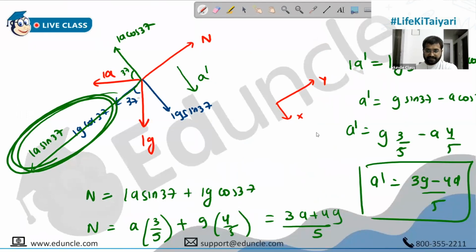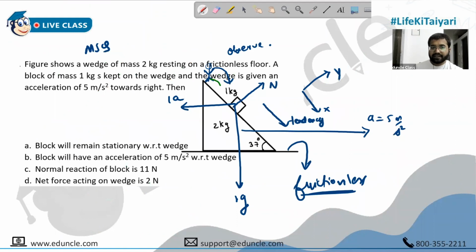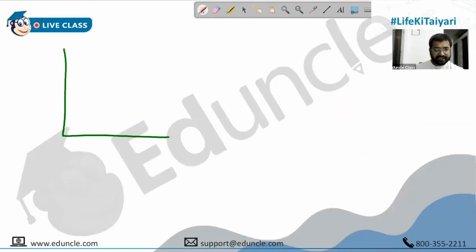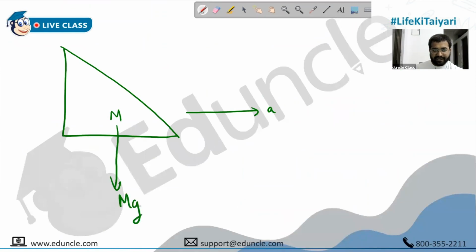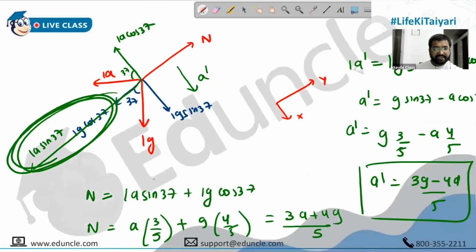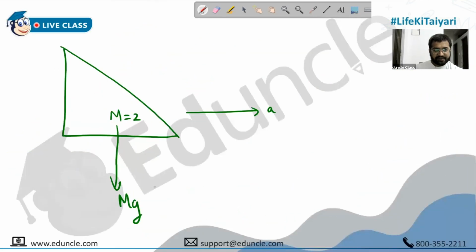So where were we? A dash is 3g minus 4a by 5. Now let's talk about another equation. Let's talk about wedge p. So the wedge is moved in the forward direction like this. It has mass m. It has got mg in the downward direction. What is the mass of the wedge? It's 2 kg, no? Okay. So mass is 2, so this is 2g. The wedge will have its own normal reaction N2.